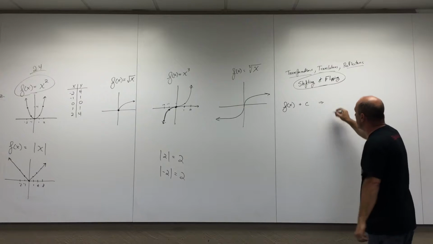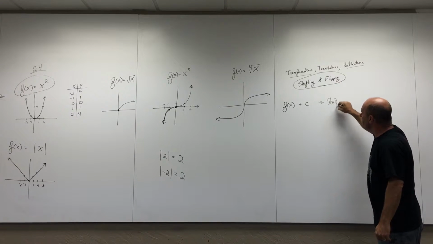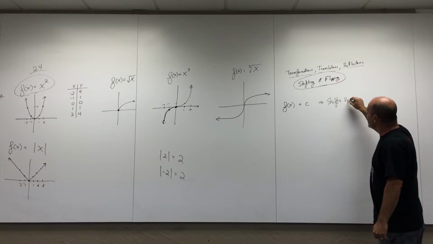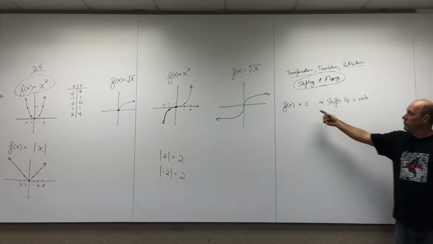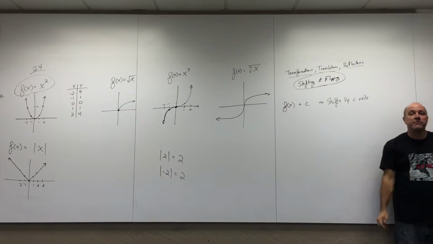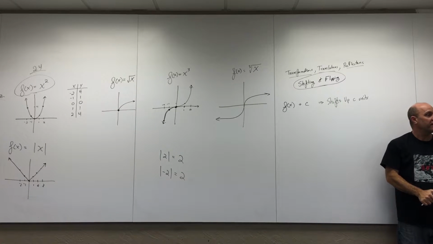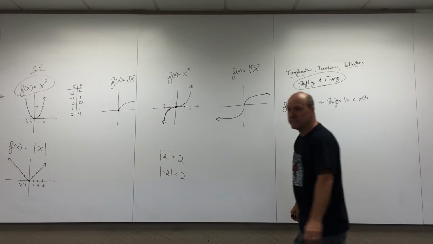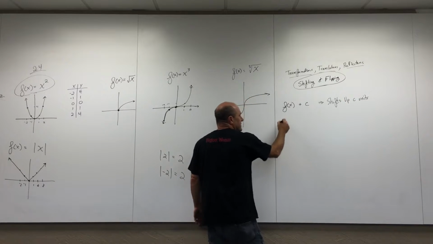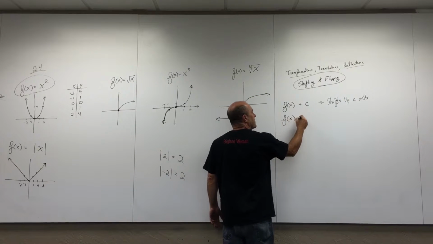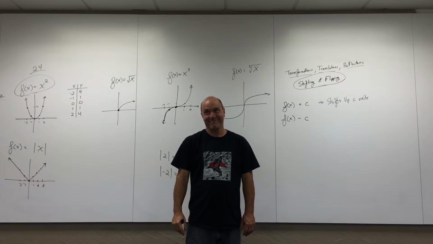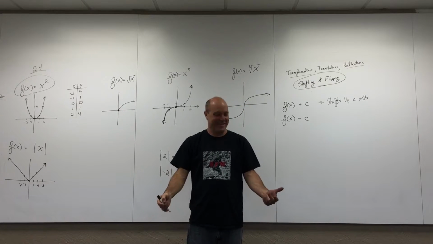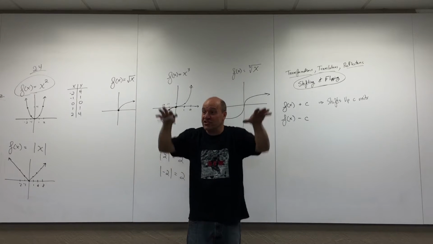I'm going to write my notes here. I'm going to say shifts up c units. Whatever this number c is, it shifts up c units. That's what this does. It's very logical. I just explained it to you. Cool. Well, check this out. What if you have f of x minus some number c? Come on. Goes down. Thank you. Good. It takes the whole function and shifts it down.